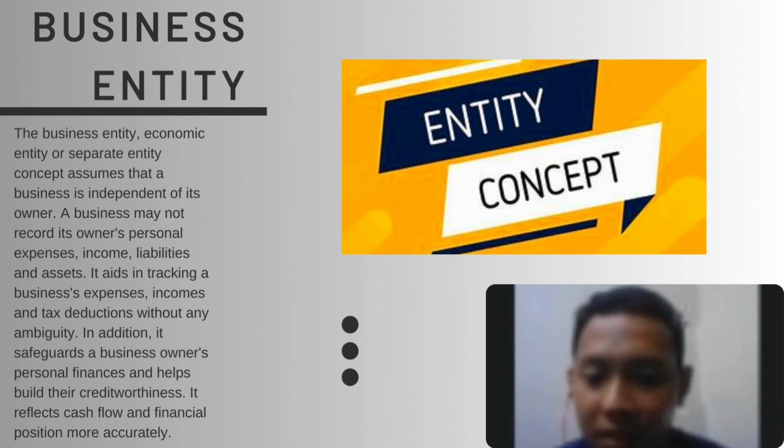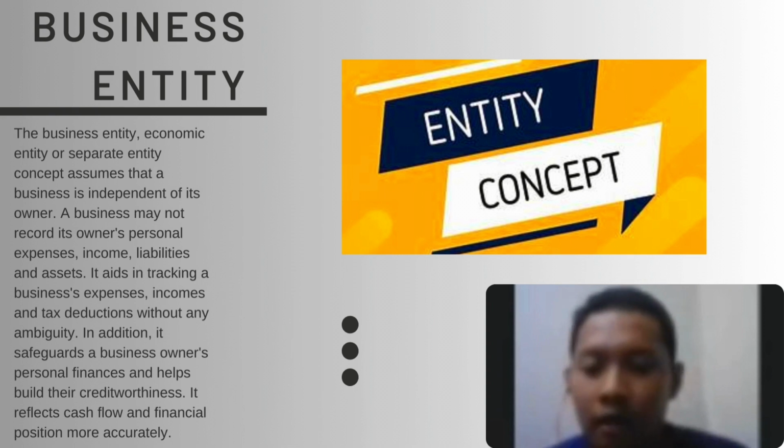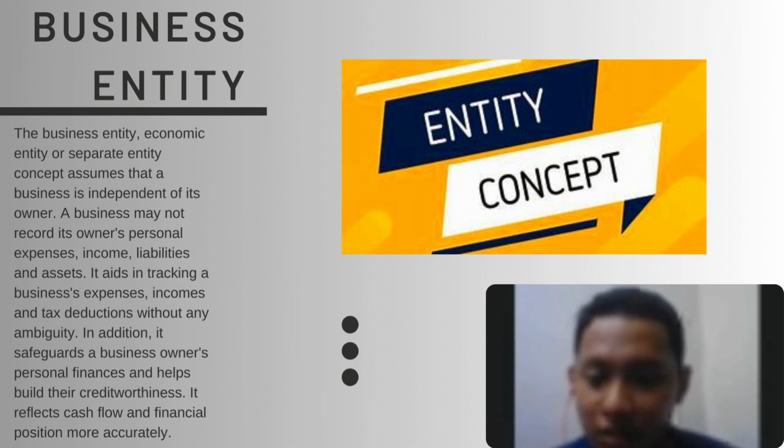A business may not record its own personal expenses, income, liabilities, and assets. This aids in tracking business expenses, income, and tax deductions without any ambiguity. In addition, it safeguards the business owner's personal finances and helps with their creditworthiness. It reflects cash flow and financial position more accurately.